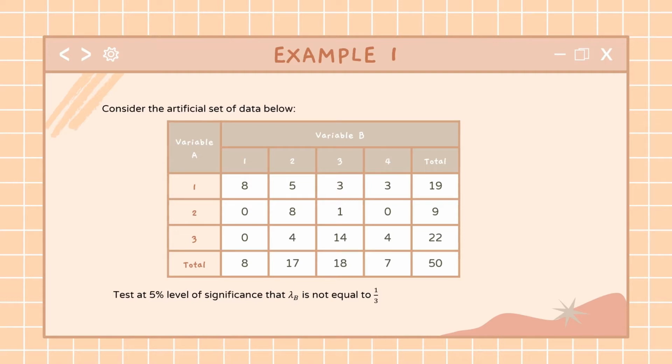Consider the artificial set of data below. Meron tayong variable A with 3 categories, ito yung R natin, and variable B with 4 categories, which is our columns. And we also compute for the marginal row total, ito, and marginal column total, which is here. And we have the big N to be equal to 50. We test at 5% level of significance that lambda s of B is not equal to 1/3.